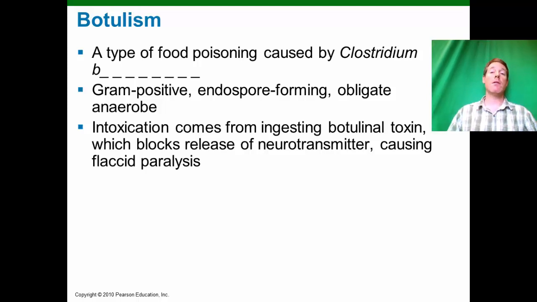And this toxin is also a neurotoxin, but this has the opposite effect of the tetanus toxin. This toxin blocks the release of neurotransmitter, causing flaccid paralysis. This is the opposite of what happens with tetanus. In this case, rather than causing your muscles to be permanently cramped, it causes your muscles to be permanently relaxed. And for the function of internal organs, this is equally devastating.